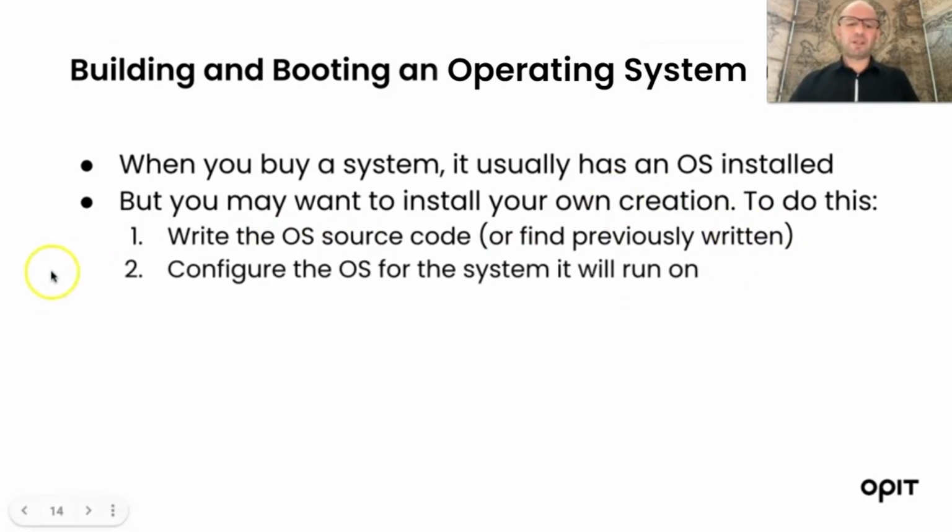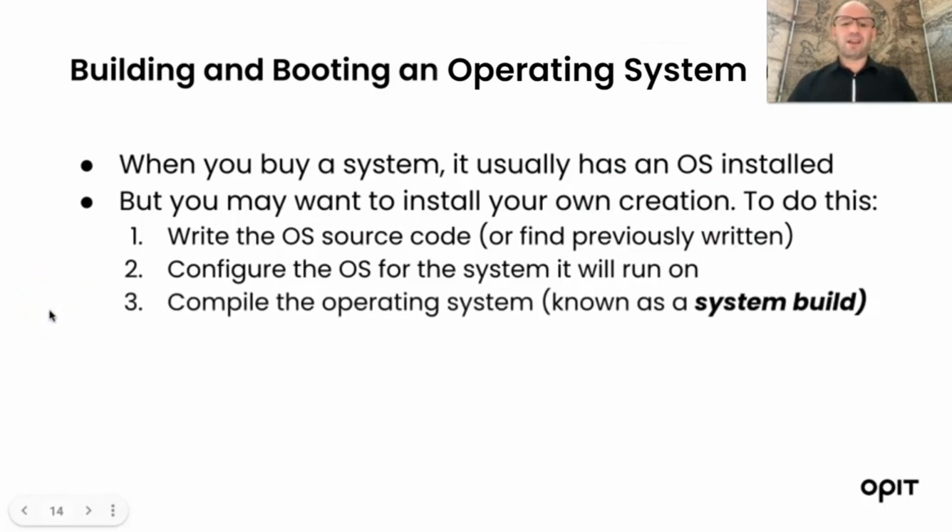The second is configure the operating system for the system that it will run on. And then compile the operating system. So configuring the operating system for the system it will run on, and then compiling the operating system, is known as a system build. Okay.